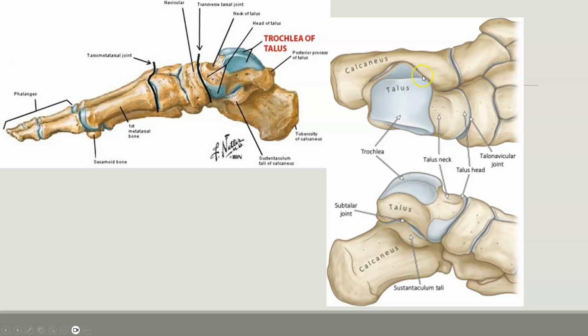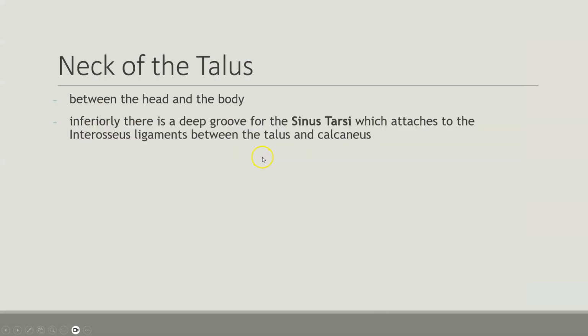And in this view, you can see it quite nicely. It allows for it to sit out here. So you can see it here in this drawing, but you can also make it out here. Here's the sustenaculum tali here. You can see it. It projects out quite a bit from the calcaneus here, again, providing a tabletop or shelf for the talus to sit on, okay?